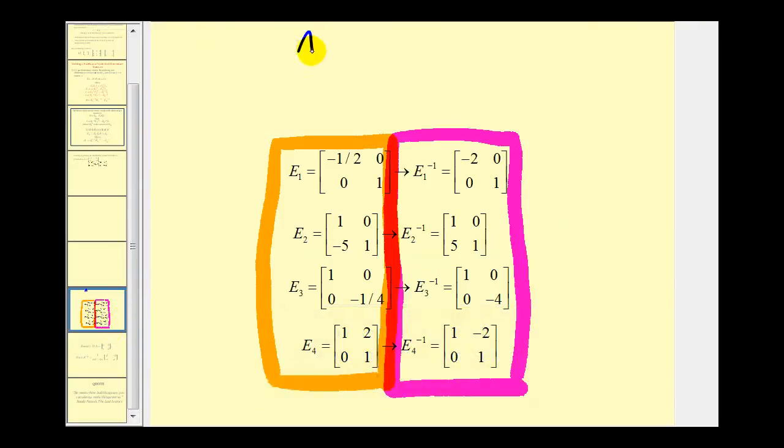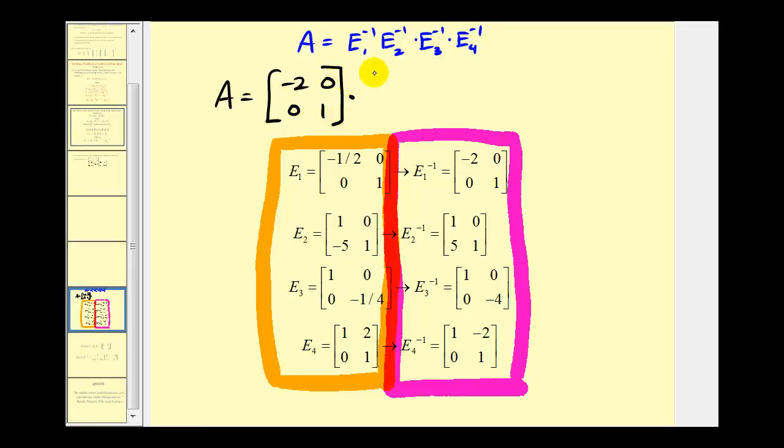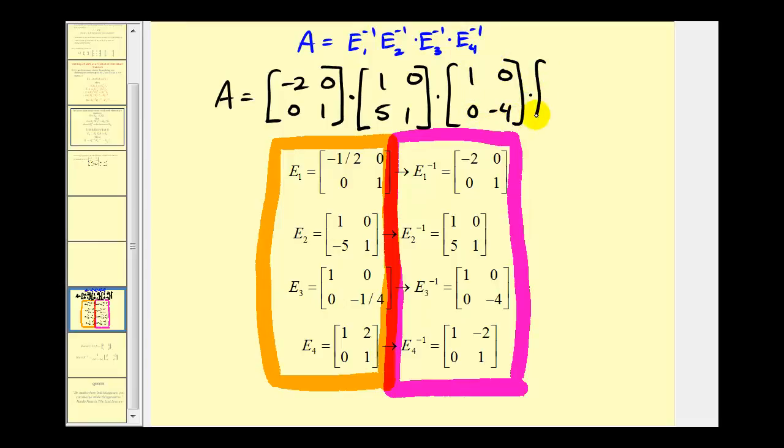So again, matrix A is equal to E sub 1 inverse times E sub 2 inverse times E sub 3 inverse times E sub 4 inverse. So just to write this out, E sub 1 inverse is negative 2, 0, 0, 1. E sub 2 inverse is 1, 0, 5, 1. E sub 3 inverse is 1, 0, 0, negative 4. And E sub 4 inverse is 1, negative 2, 0, 1.